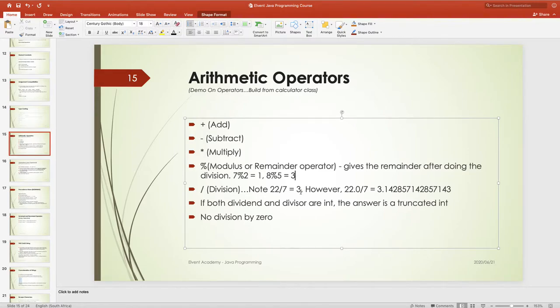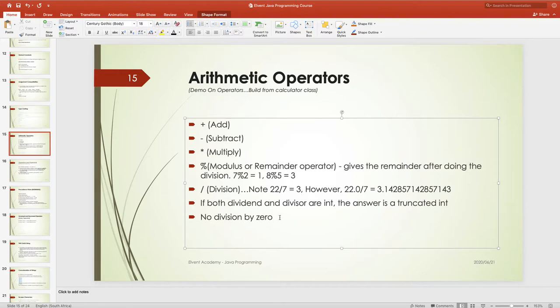However, if either of the two numbers, the dividend or the divisor, is of type double or float, then the answer you get is going to be a float, just like in this case. Here we can see that the dividend is a float, 22.0, so the answer is a float. If either the divisor or the dividend is a float or a double, the answer is a double. If both of them are a float or a double, the answer is a double. But if both of them are int, the answer you get is a truncated integer. That is all I was trying to say here.